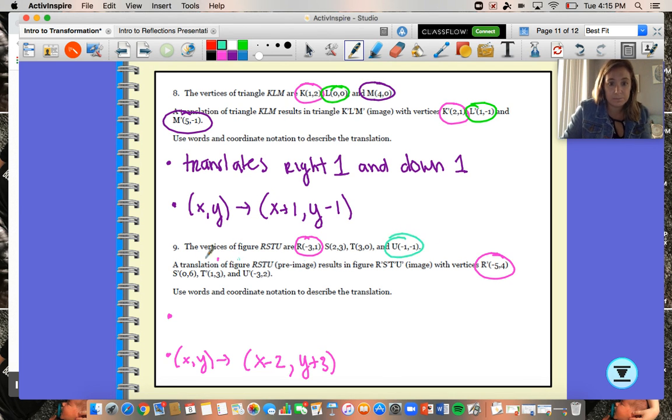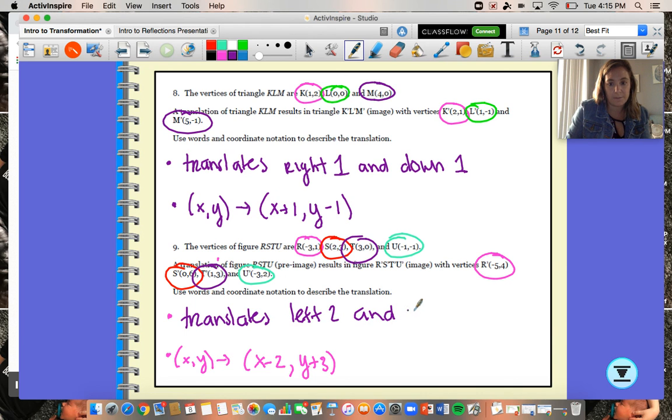Let's look at U. Okay. -1 to -3, I'm going to subtract 2. -1 to +2, I'm going to add 3. I shouldn't have to look at them all. They're all going to be the same. But if you're not confident yet, 2 to 0, subtract 2. 3 to 6, add 3. And finally, T to T prime, 3 to 1, subtract 2. 0 to 3, add 3. So this is a translation. It translates left 2 and up 3.